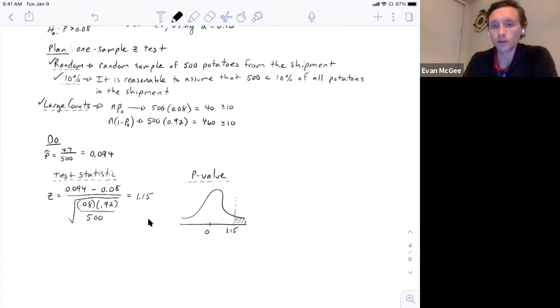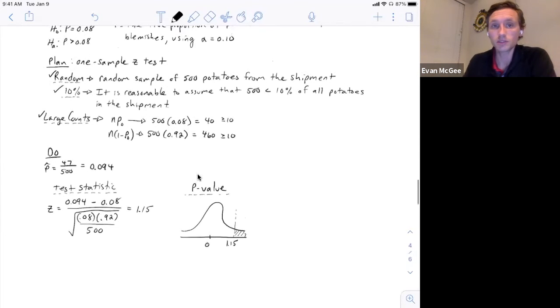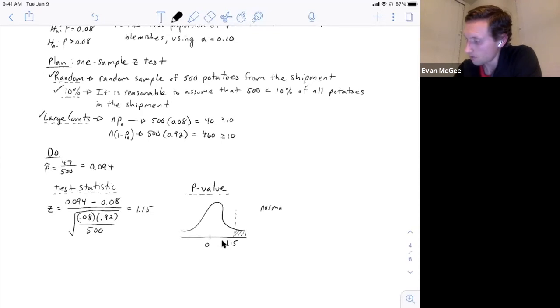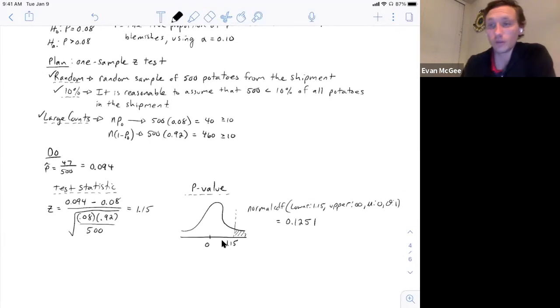So you don't have to draw the picture like this, but I just want you to see this is a one-sided test because our alternative is greater than. So I'm trying to find the probability of a test statistic of 1.15 or more extreme. So that's why it's one tail, just the upper tail. And so I can use my calculator, normalcdf, to calculate the probability of this z-score occurring by chance alone. And we get a p-value of 0.1251. So remember, in 9.1, we learned how to interpret a p-value.